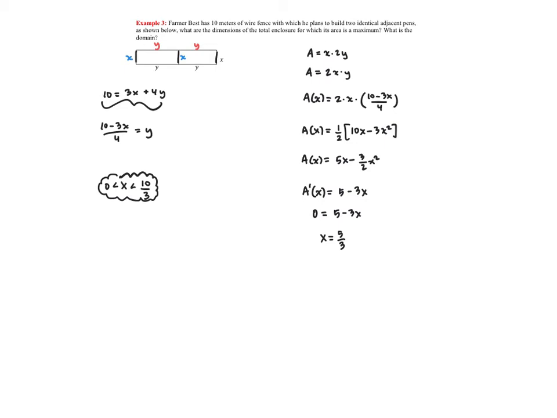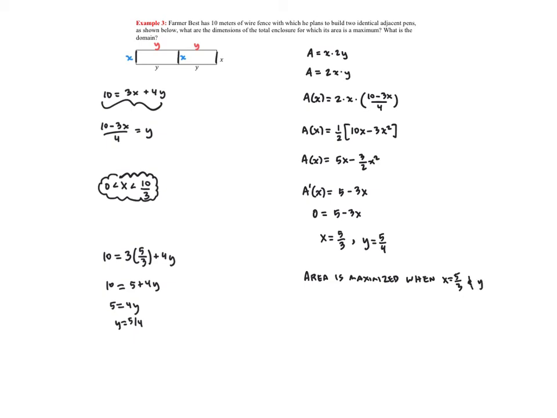Now let me find the value for y such that this would be true. If 10 equals 3 times x, I'll plug in 5 thirds, plus 4y. That means 10 is equal to 5 plus 4y, so 5 is equal to 4y. That means y is equal to 5 fourths. So I'm going to claim that when x equals 5 thirds and y equals 5 fourths, there's a maximum. That area is maximized when x equals 5 thirds and y equals 5 fourths.